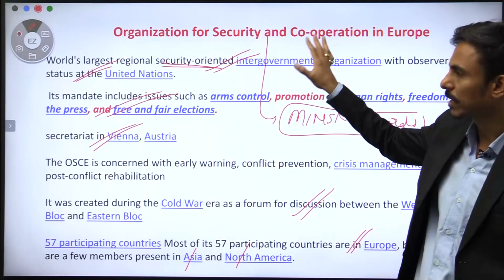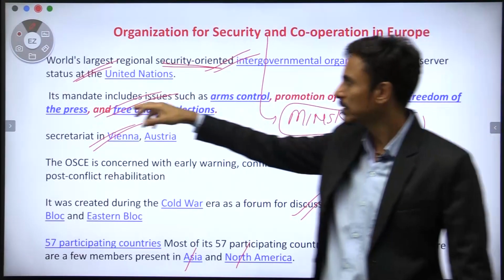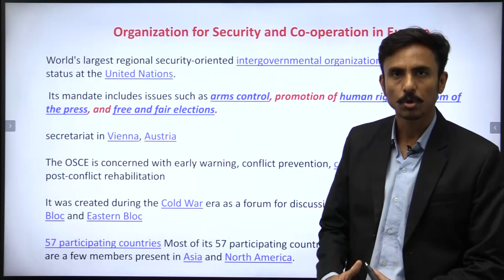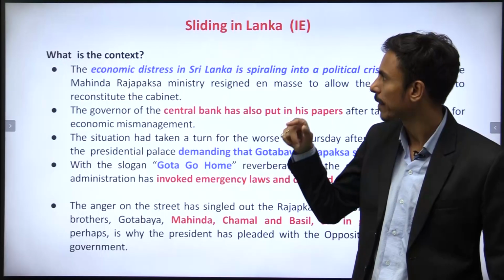I hope we are clear with OSCE as well as the Budapest Memorandum, and I expect a question on this, very important for law students as well as those preparing for the UPSC examination.